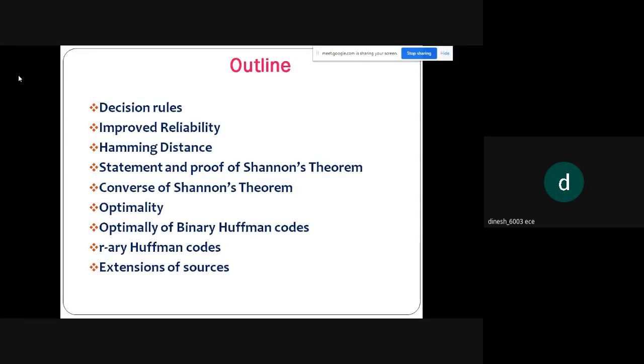Next is Hamming distance. The problems on Hamming distance we'll solve in the fourth unit; here, just the definition of Hamming distance we'll see. Then the statement and proof of Shannon's theorem, the converse of Shannon's theorem, followed by optimality of binary Huffman codes, then R-ary Huffman codes, and the extension to the sources.